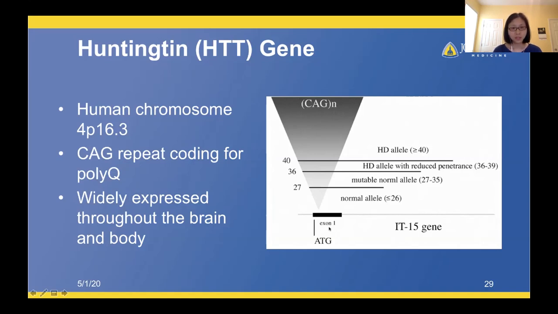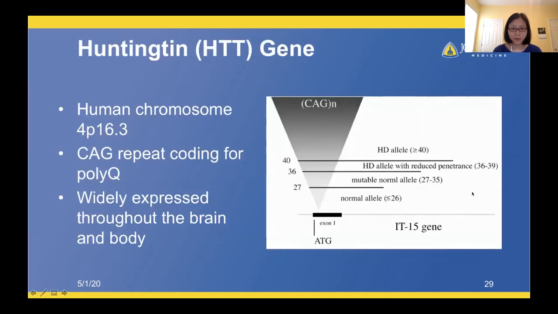And the Huntington gene is also called the IT15 gene, and IT stands for interesting transcript. And this gene spans over 200 kilobases and contains 67 exons. And the encoded protein is also called Huntingtin, so the gene and the protein are called Huntingtin, but with an I, whereas the disease is called Huntington with an O. So the protein Huntingtin consists of over 3,000 amino acid residues and has a molecular weight of 350 kilodaltons. And the Huntingtin gene is widely expressed throughout the brain and the body.